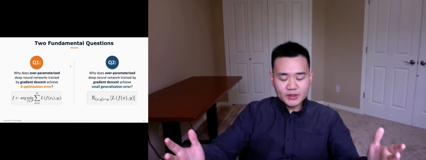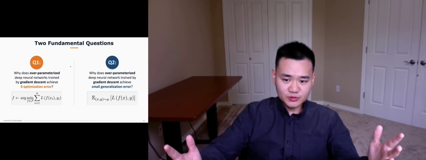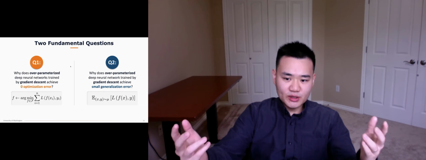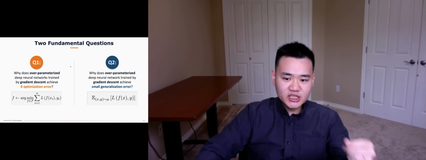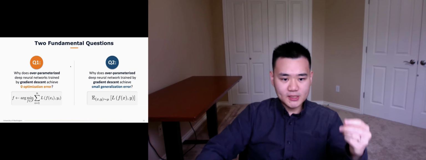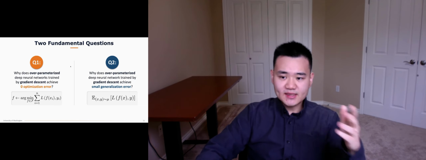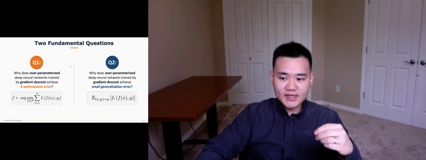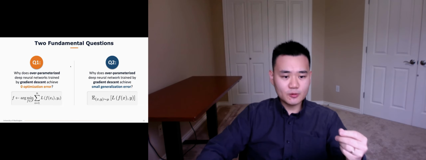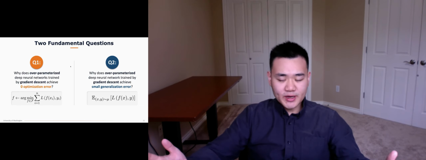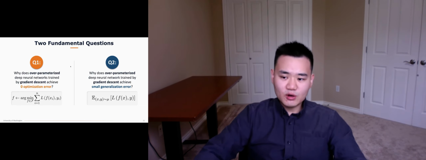So here are the two fundamental questions we want to answer, and this is also what my research is about. Why does an overparameterized deep neural network trained by gradient descent achieve zero optimization error, which is the global minimum of this highly non-convex function? And secondly, why does an overparameterized deep neural network trained by gradient descent achieve very small generalization error, which we can observe in practice? We'll need some new complexity measure to characterize this small generalization error.